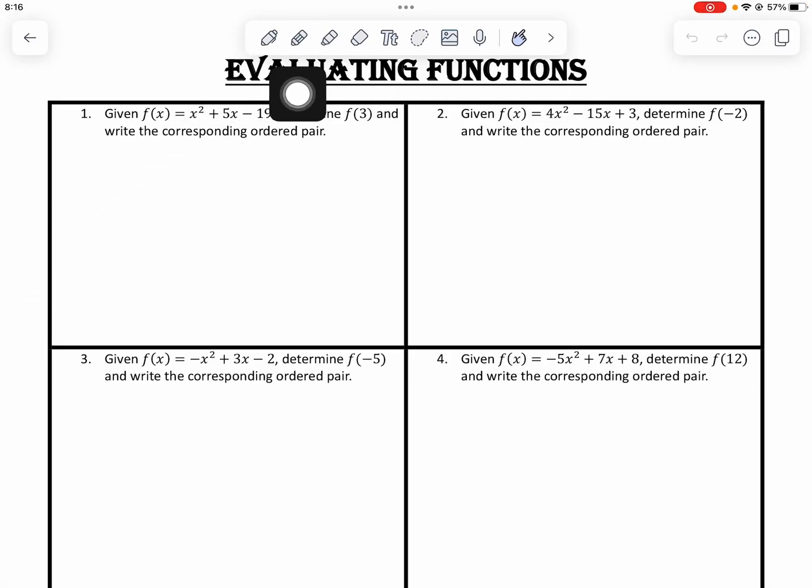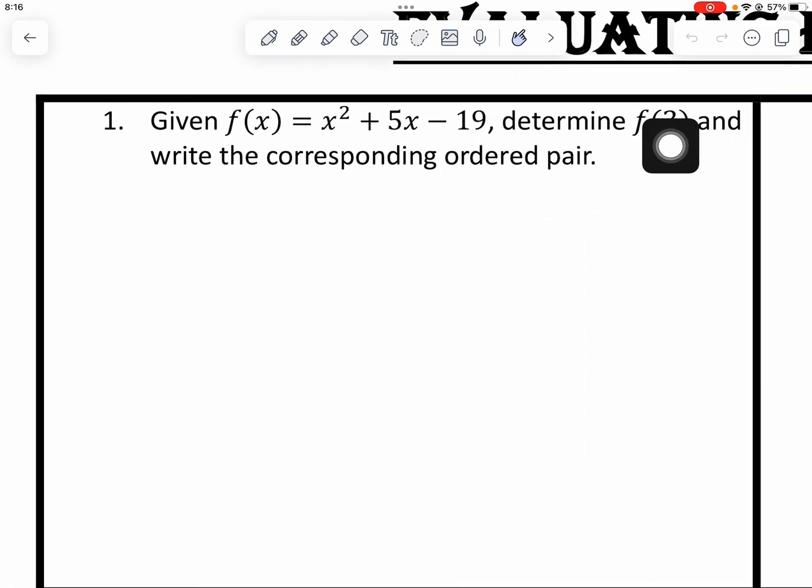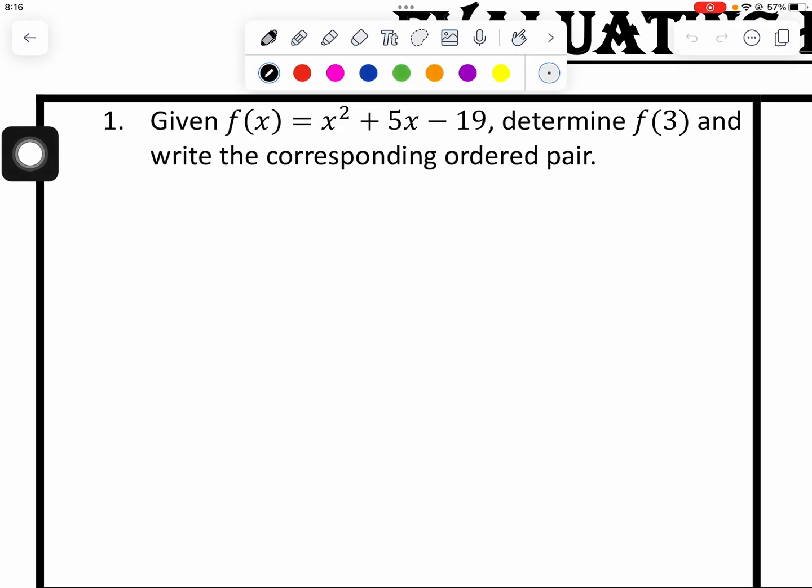Evaluating functions means that we are going to take some given value and substitute it back in to the function that we are given. So when we read this out loud, we're saying given f of x. Remember, math is a language and we want to be able to translate it. So when I read this out loud, we say f of x equals x squared plus 5x minus 19.